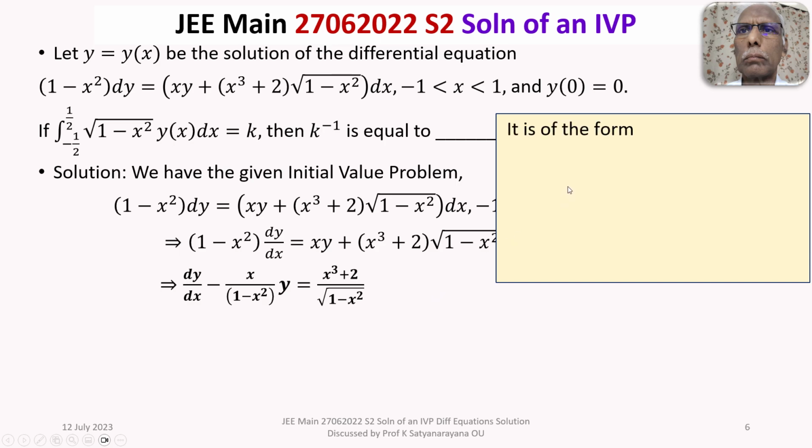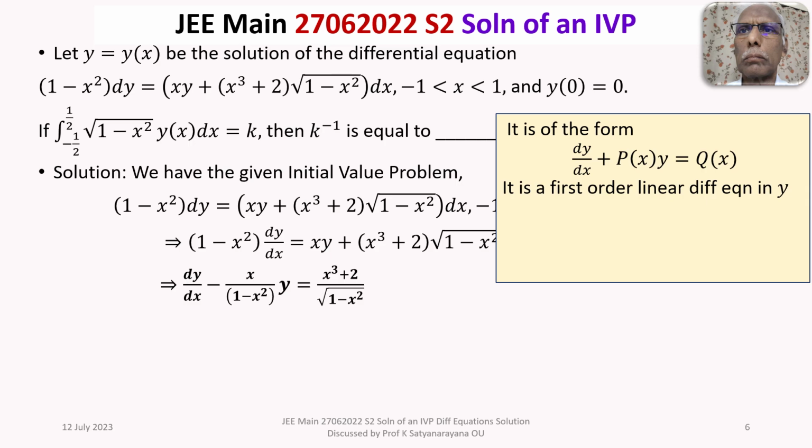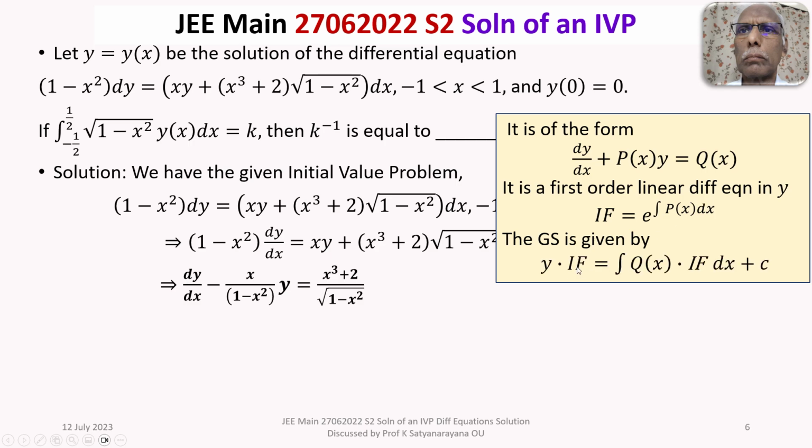This is of the form dy/dx + p(x) y = q(x). It is a well-known first order linear differential equation, a linear ordinary differential equation in y. To solve such a differential equation, we take its integrating factor, given by e to the power integral p(x) dx. Then we write down its general solution: y times the integrating factor is equal to the integral of q(x) times the integrating factor with respect to x, plus c, where c is an arbitrary constant of integration.